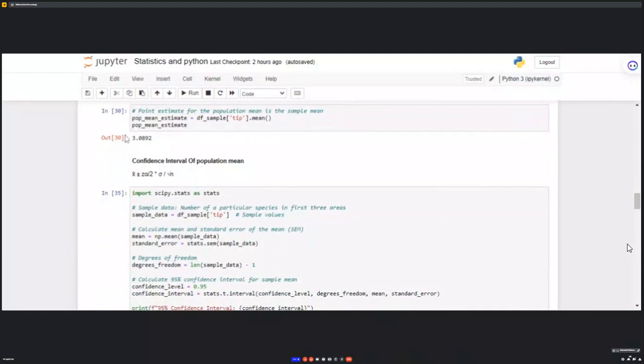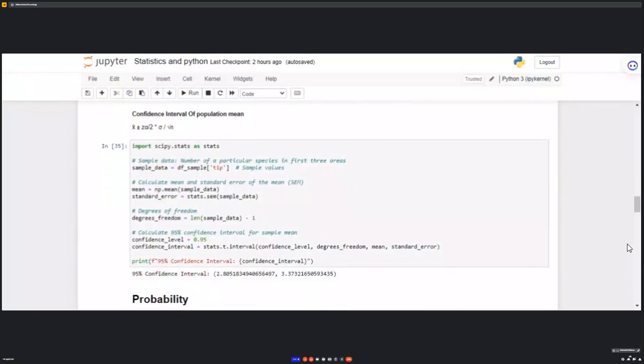So here I was just giving an example of a point estimate of the mean, which is just the calculated mean of the tip column. I don't know why I like that column, but we can calculate for any other column. So I went ahead to calculate that one.